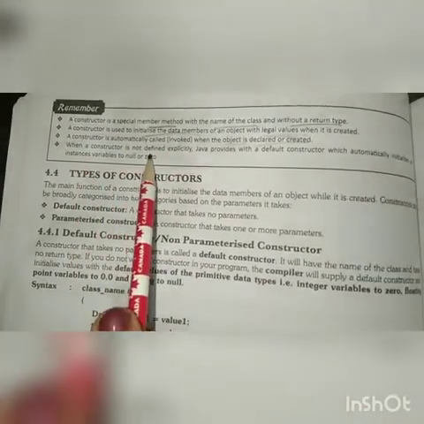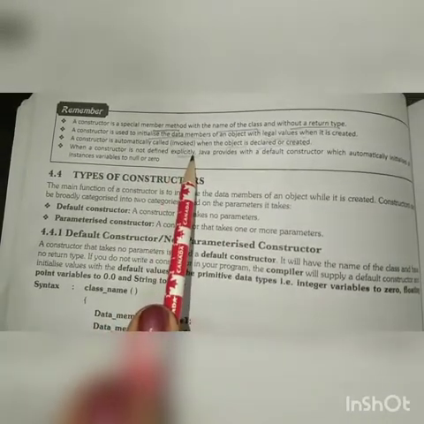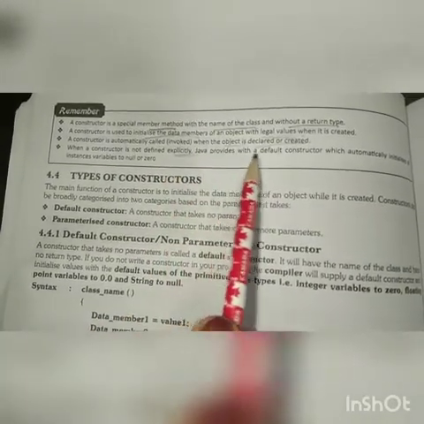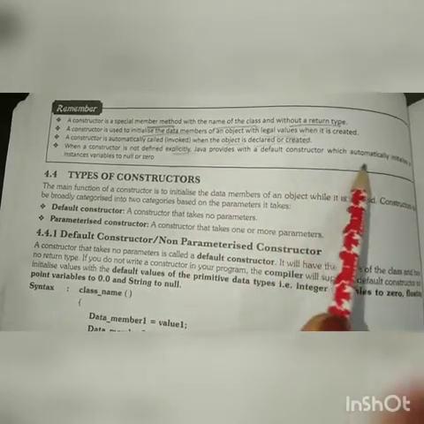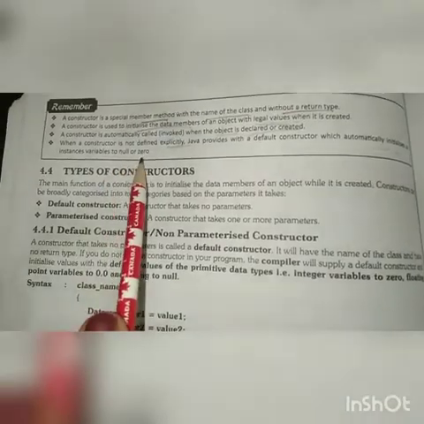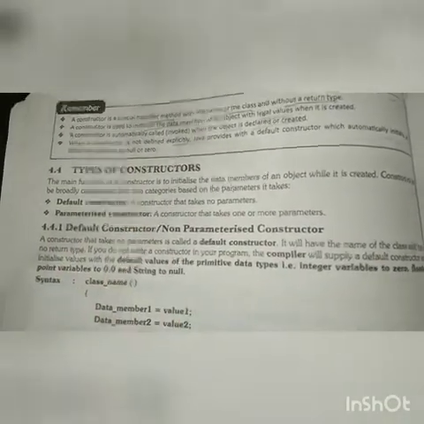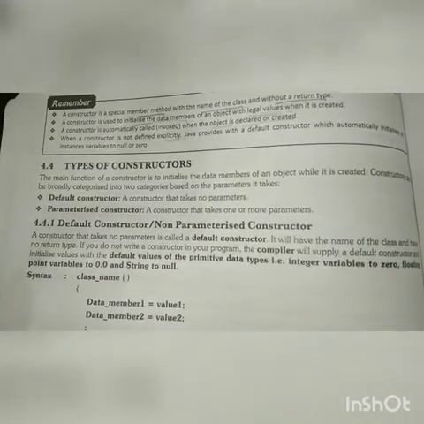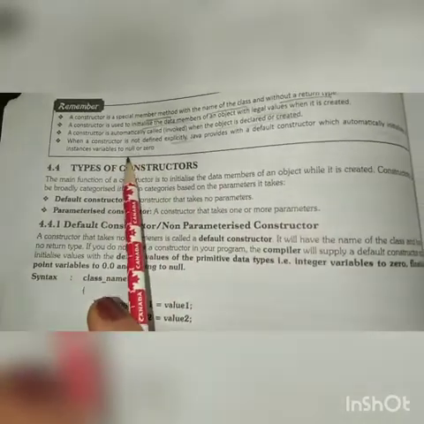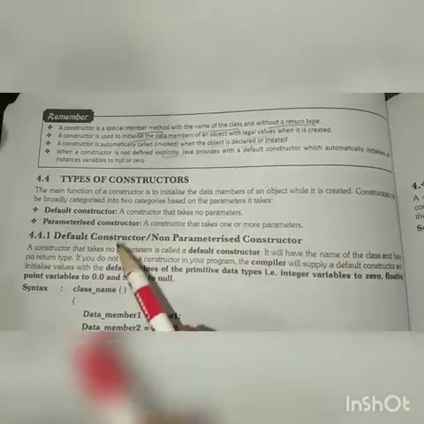When a constructor is not defined explicitly, meaning if the programmer does not define it, Java provides the default constructor which automatically initializes the instance variables to null or 0. That means whatever default values of basic types we learned in 9th, the compiler will automatically allocate them at the time of creation of the object.